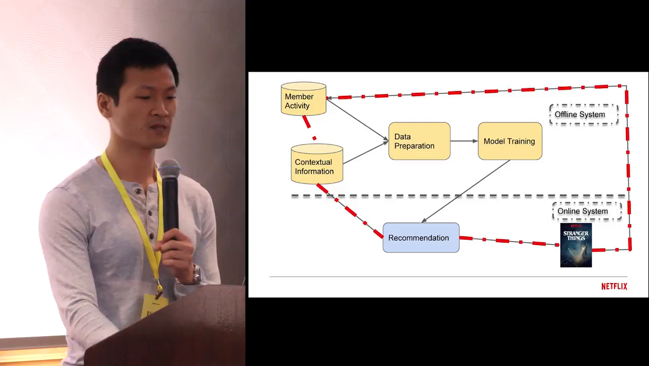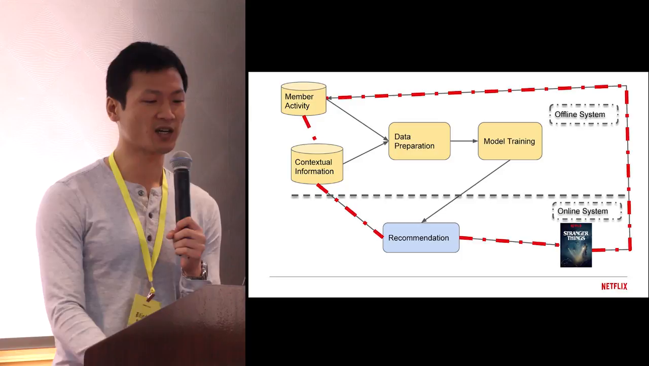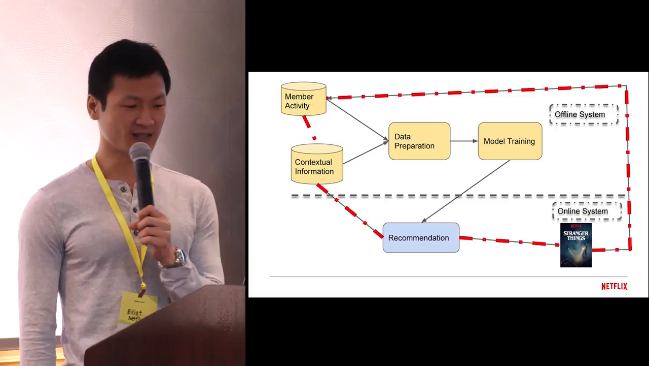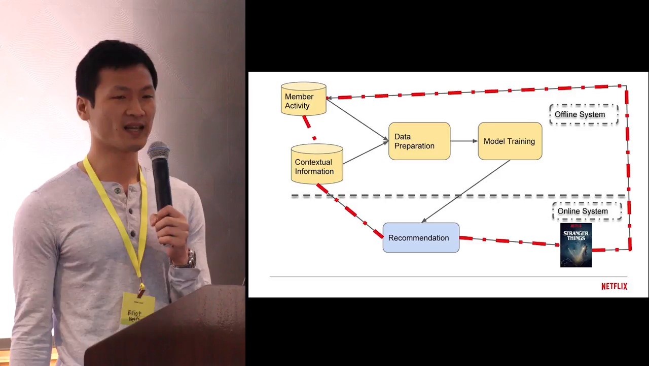So Jaya mentioned closing the loop of the system. When we talk about that, we are talking about this red line, right? We have basically the data associated with the recommendation. We want to know exactly what that ultimately leads to in terms of member activity.